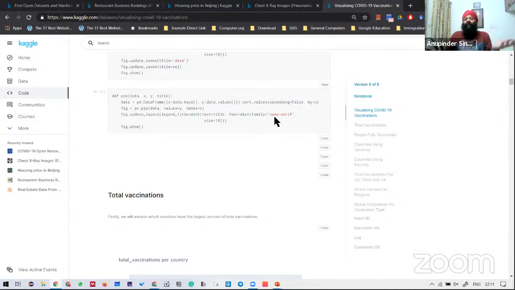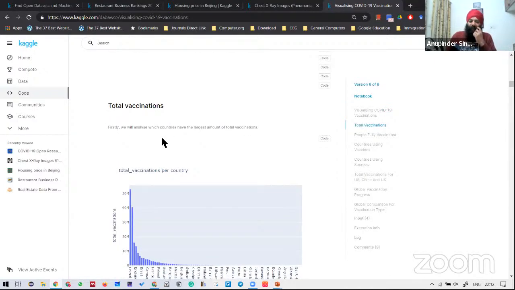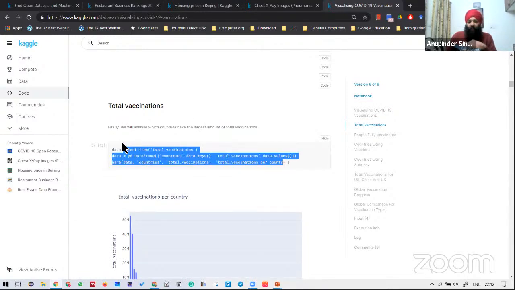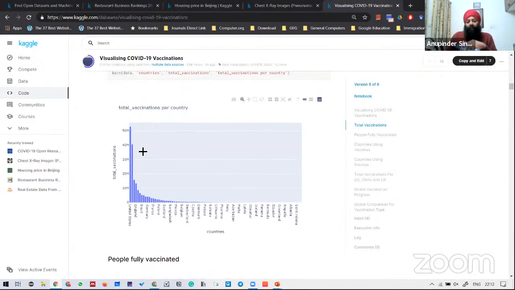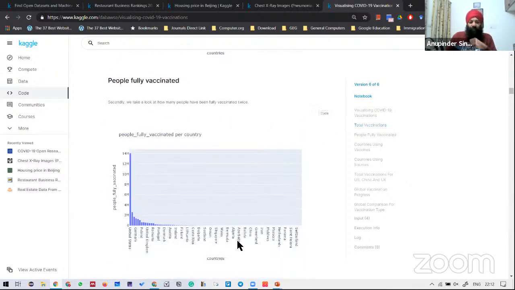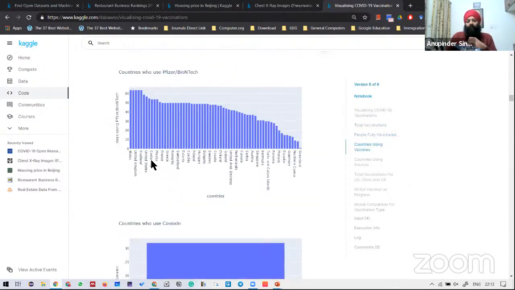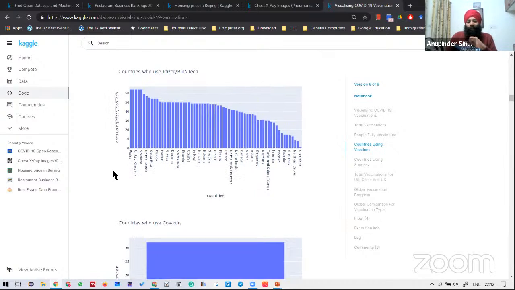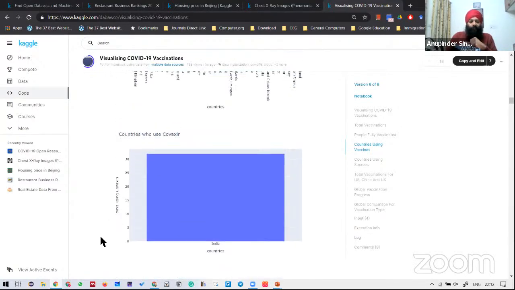So just to have an idea of how people are working on that data set, you can go to their public notebooks and go through their code to see what exactly they are trying to work on. This is like total vaccination. They have generated a particular plot based on how many countries have vaccinated how many people, right? The total vaccinations which have been given, and fully vaccinated, are also provided over here. The countries which are using the vaccinations are also provided. So this is a sample solution which you have.